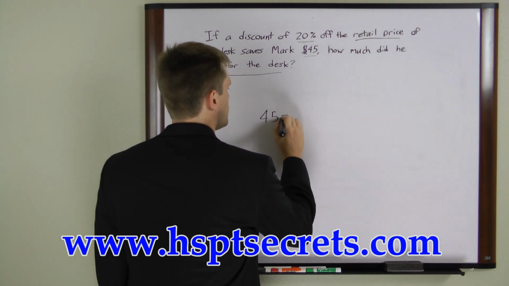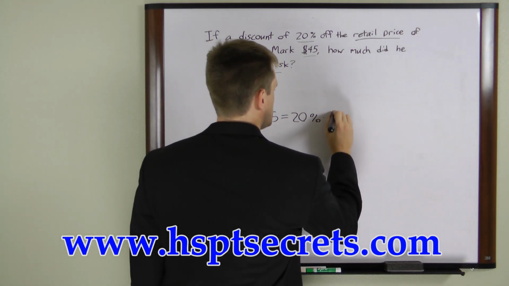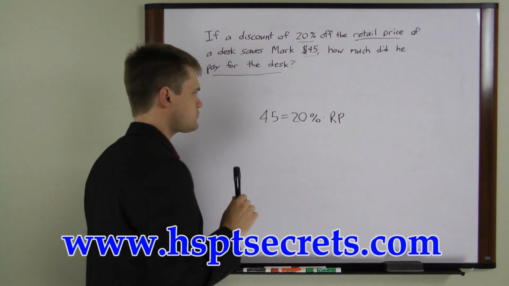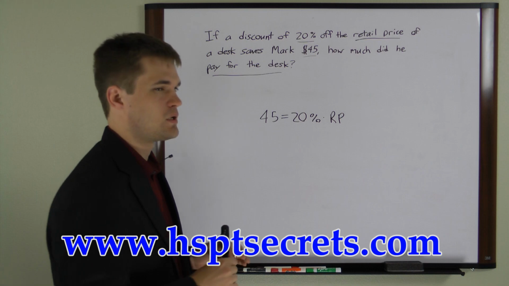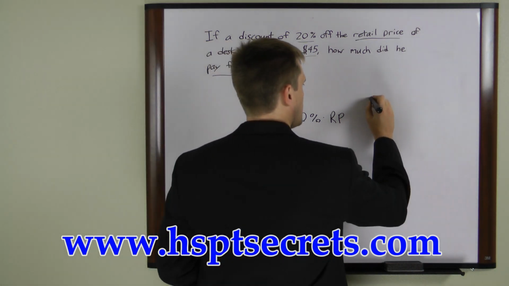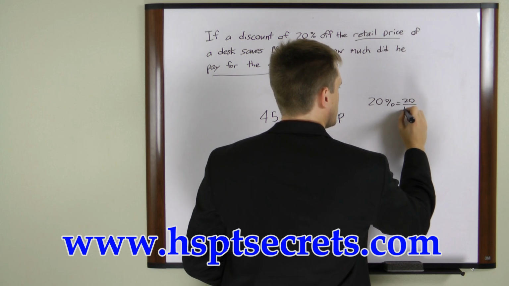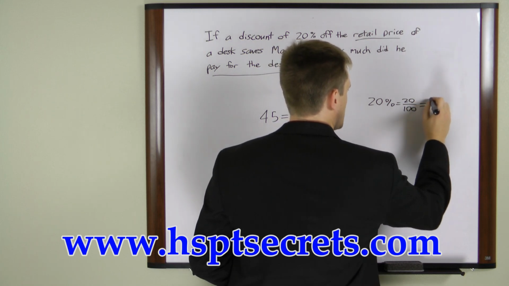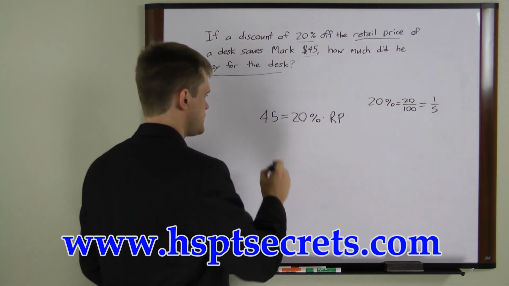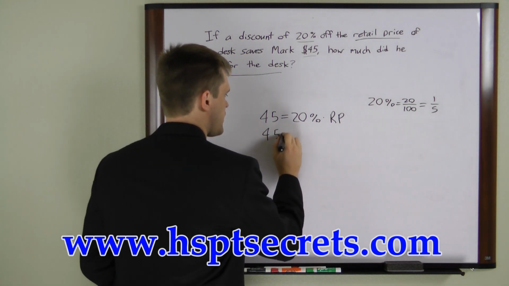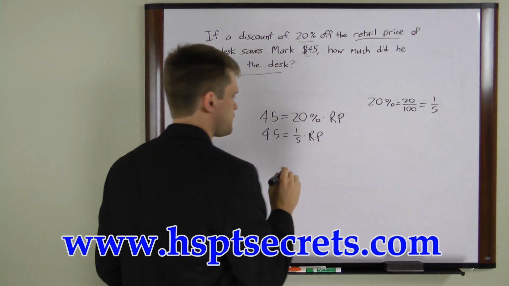45 equals 20% times retail price. Now to solve this equation, we want to convert the percentage to a fraction. So let's do that. 20% equals 20 over 100, which is the same as 1 over 5. So let's substitute that back into this equation. 45 equals 1/5 times retail price.